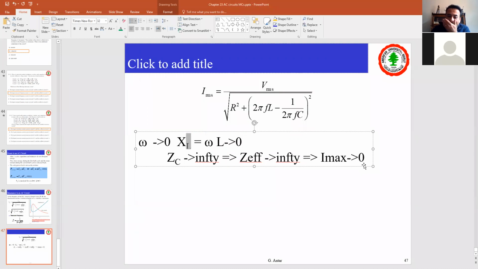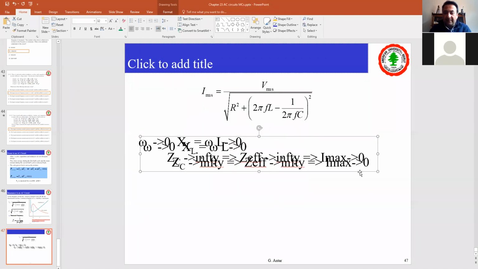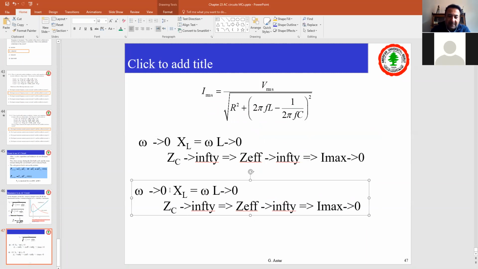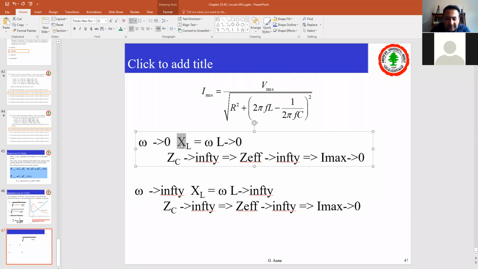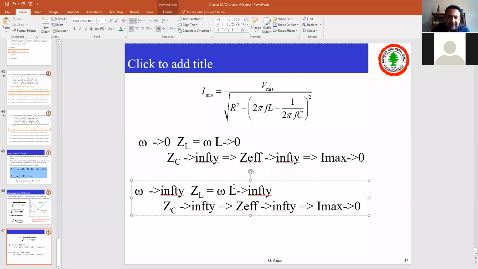Now, what happens when omega tends to infinity? Well, XL is equal to L omega, so if omega tends to infinity, then XL tends to infinity as well. Sorry, I'm using X's, so I'm going to call it capital Z. Please remember that capital Z and capital X are used as reactances. So my ZL tends to infinity.